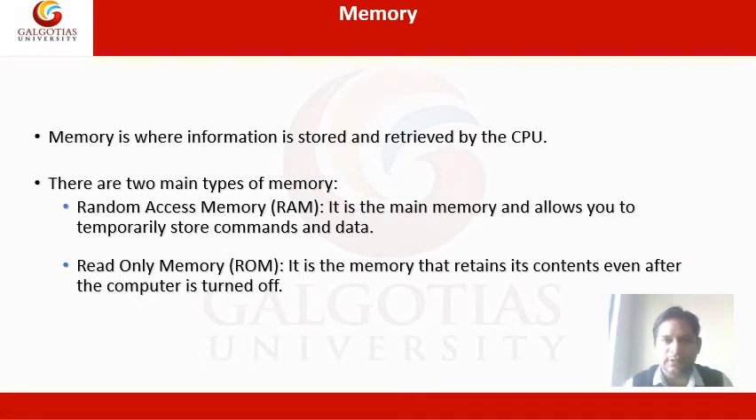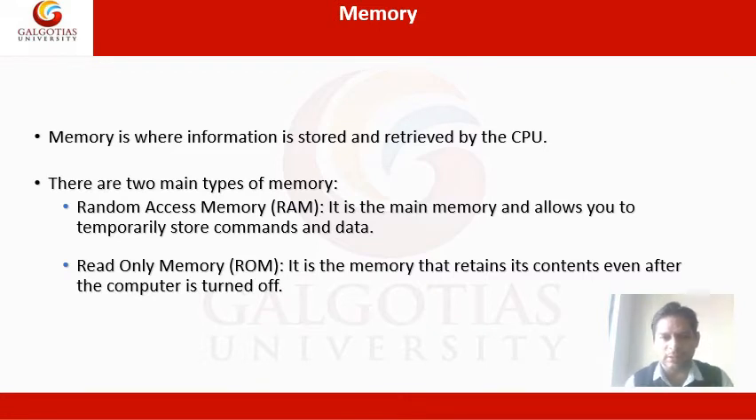Next component of any computer system is the memory. So other than input devices, output devices, and processor, the next very important component is called the memory unit. So what is a memory unit in any computer system? A memory is a portion where information is stored and then retrieved by the CPU.